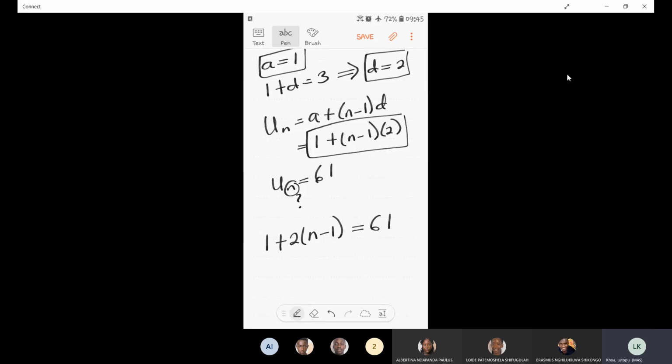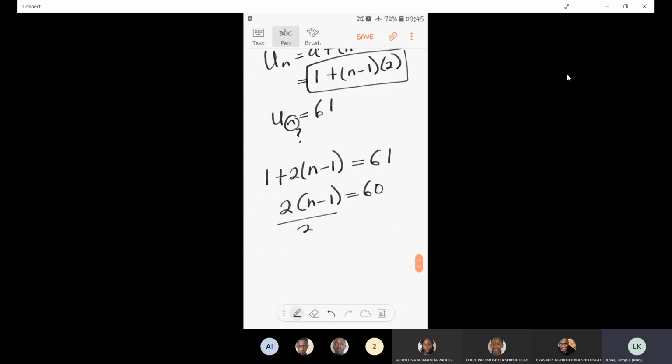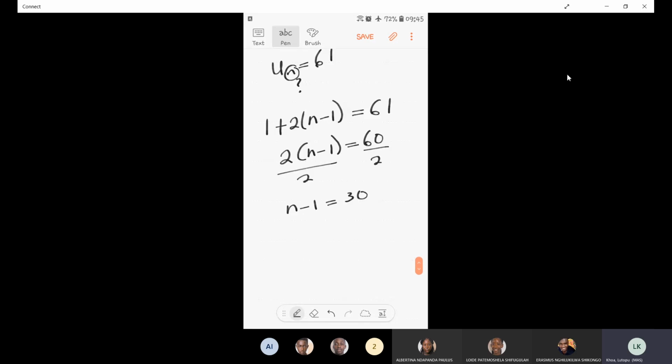I'll subtract 1 on both sides. So I have 2 times n minus 1. This is equal to 60. Divide by 2 on both sides. I get n minus 1. This is equal to 30. And then I will add 1 on both sides. I get n is equal to 31. So here you can say there are 31 terms.